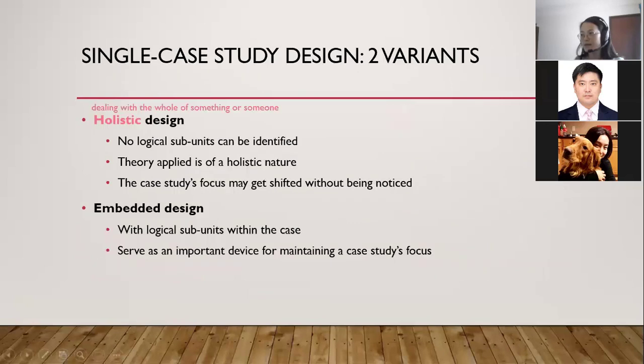Okay, go back. So holistic design is dealing with the whole of something or someone, so no subdivision, right? In theory, it can happen when the case doesn't have subdivisions or subunits, or the theory applied is of a holistic nature. For instance, you are studying a person, and the theory is on the personal level, because theory can apply to different levels. It can be organizational level theory, society level theory, culture level theory, or individual level theory. So the theory applied is of a holistic nature to one single unit.